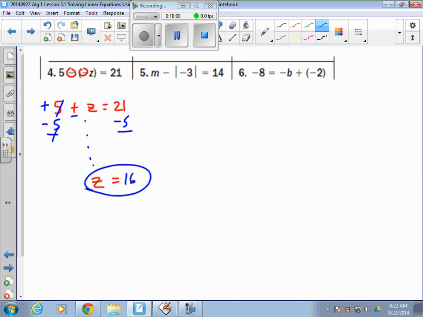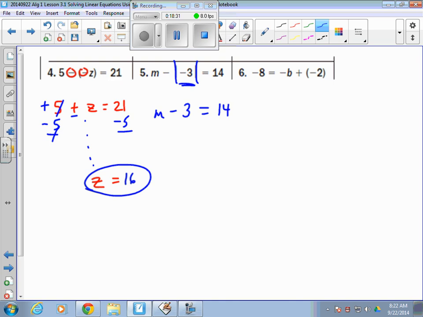Okay, you have to simplify for number 5. It says m minus the absolute value of negative 3. Remember, you have to do absolute values as if it's a grouping symbol. You've got to do that first. That means how far away from 0 is negative 3. We know that it's 3 away from 0. So bring everything else down. M minus 3 equals 14.